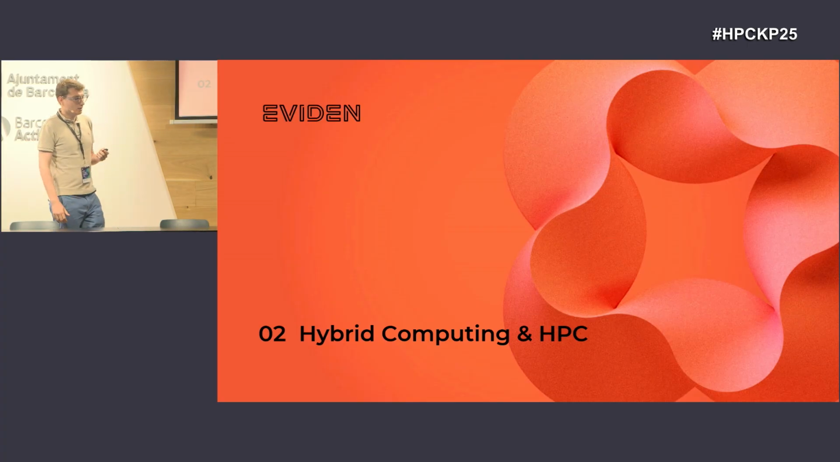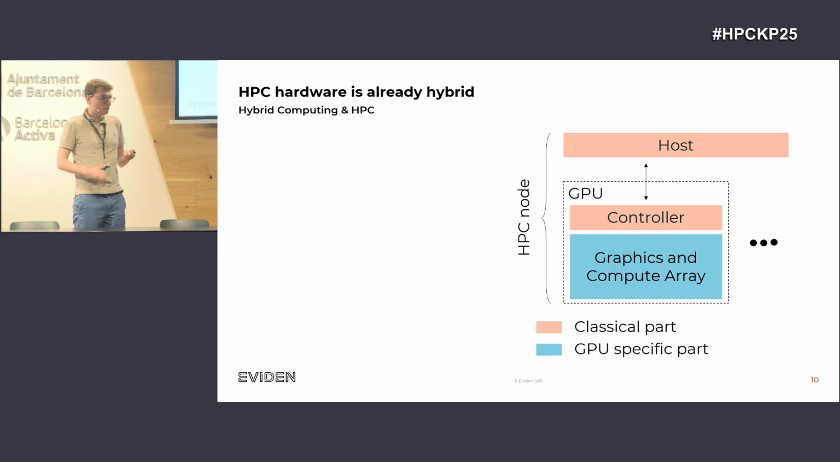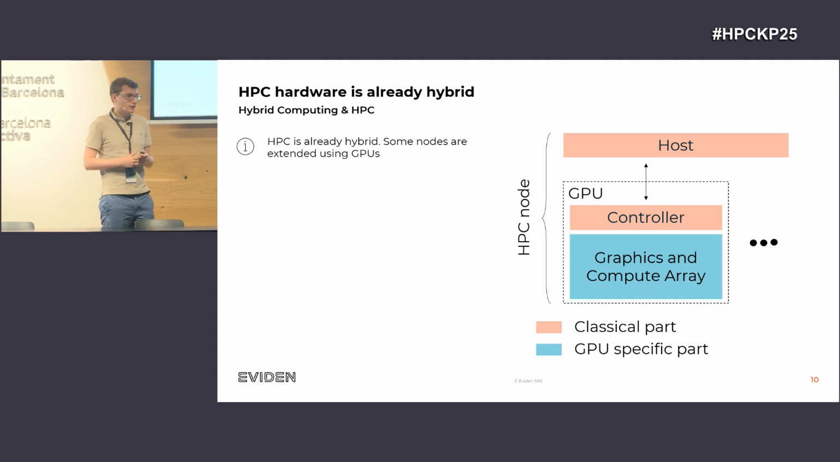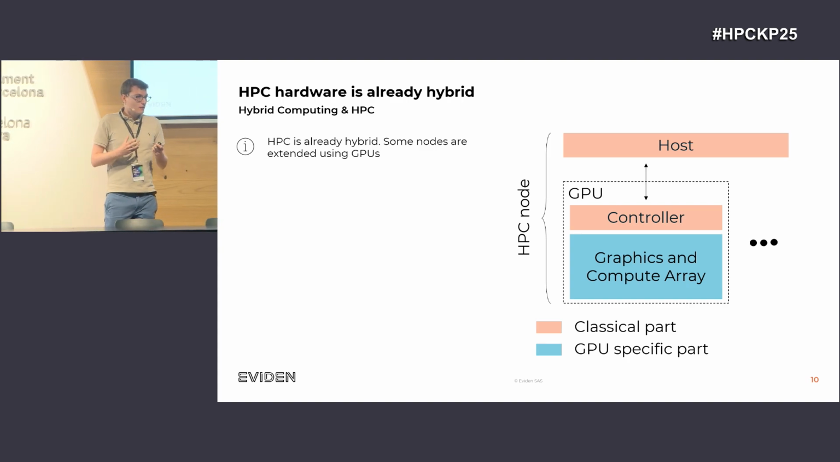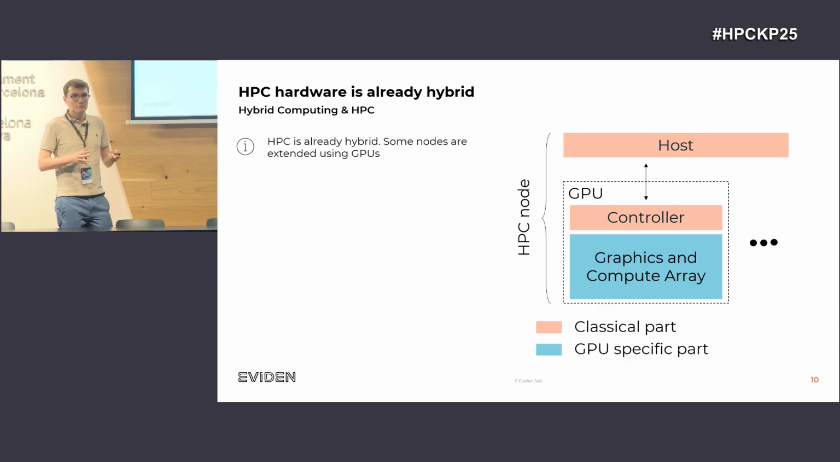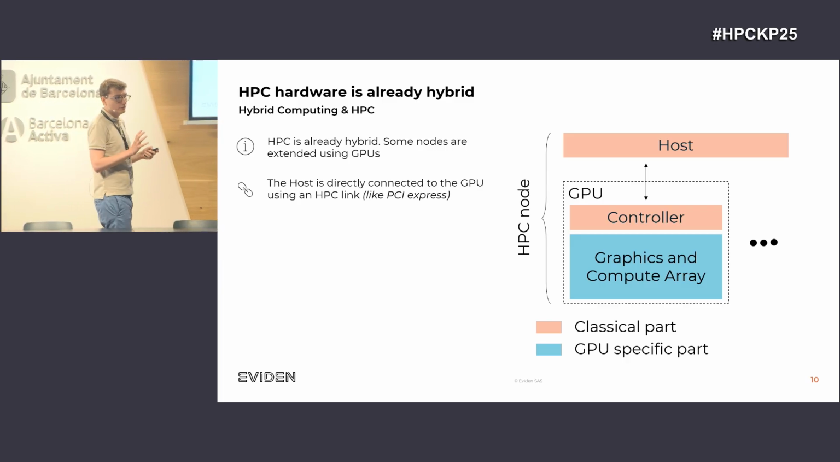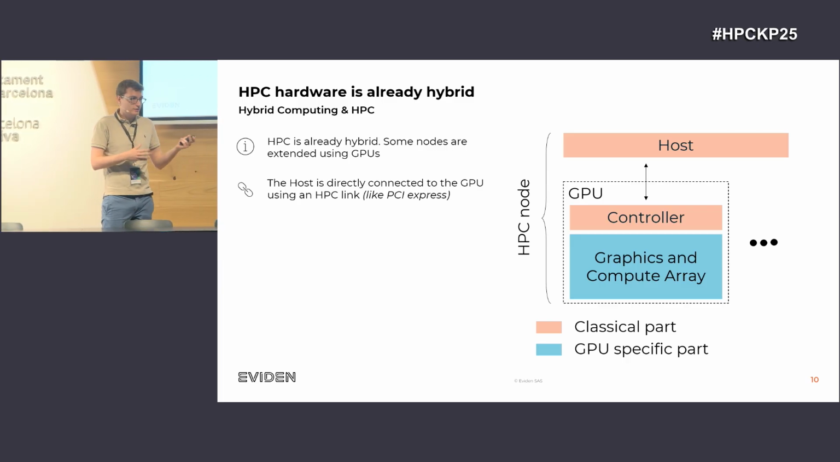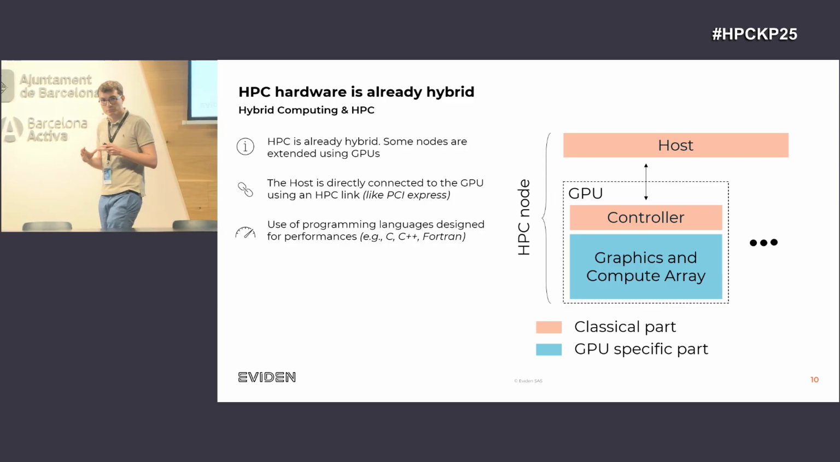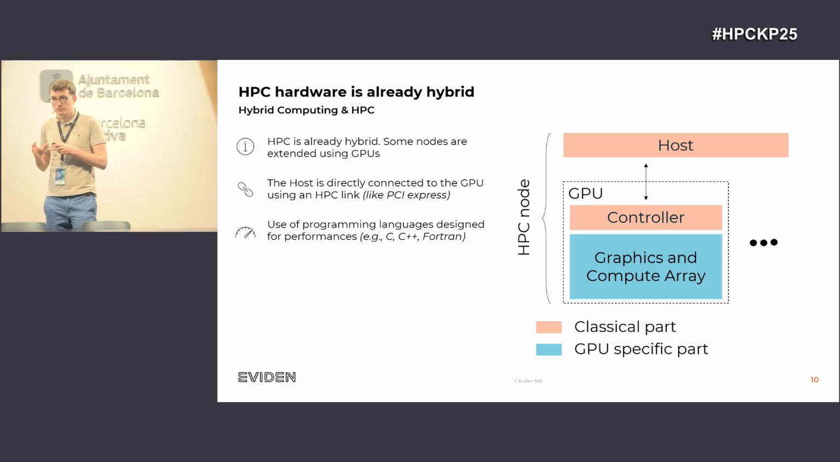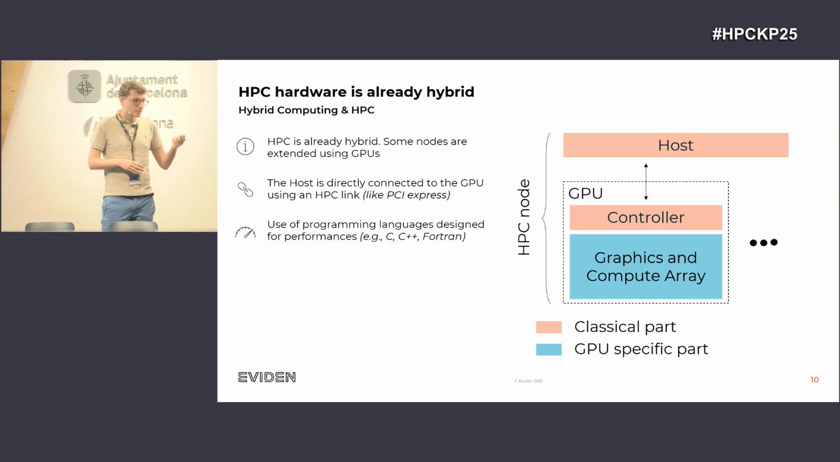So in fact, when we do hybrid classical computing, we will likely use a GPU. We already have some ideas of what hybrid computing looks like, because we are currently doing that in classical computing. We will connect the GPU to the host using a connection like PCI Express, and we will use high-performance programming languages to target the GPU, like C, C++, Fortran.